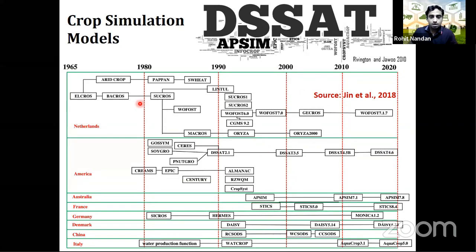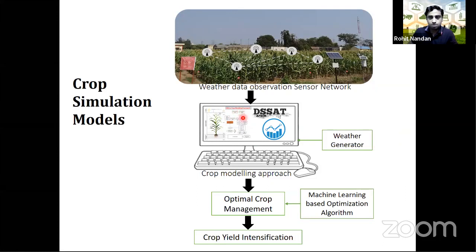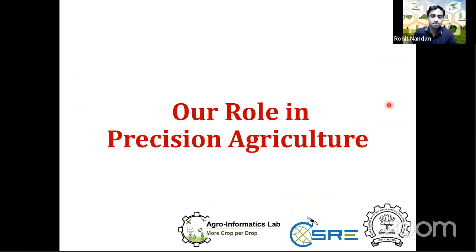And these crop simulation models can use the sensor network data, the weather data, and can use the weather generator to predict the future weather pattern. And then based on this information, using machine learning optimization algorithms, they can come up with a solution for what kind of management practices or strategies we should follow. So that is one way to go in the field of precision agriculture.